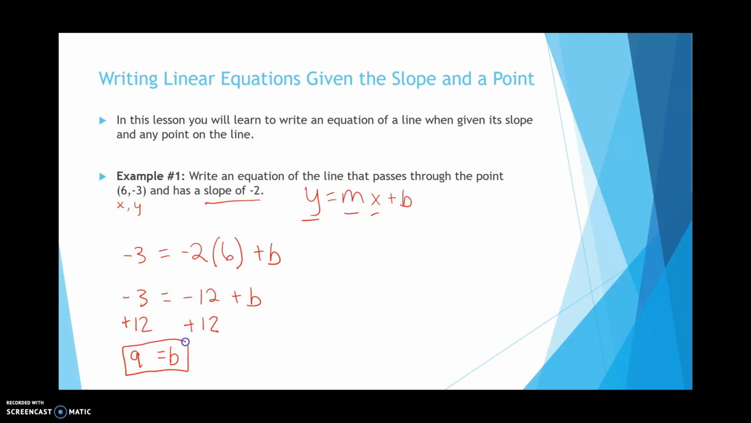So now that I've solved for b, I'm going to rewrite this in the slope-intercept form. So my answer is going to be y equals, my slope is negative 2, x, plus my b is 9. And that'll be my final answer for this question.